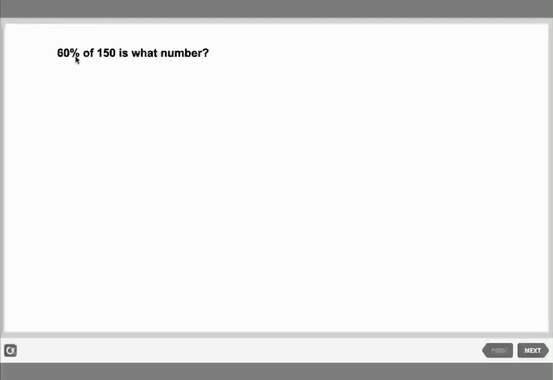Let's do it one more time. So we can write it 6 over 10 and multiply it by 150. Then divide 150 by 10. It will be 15. And now multiply 6 by 15. 6 times 5 is 30. And 6 times 1 is 6 plus 3 is 9. So it's 90. Let's see the answer in another way.